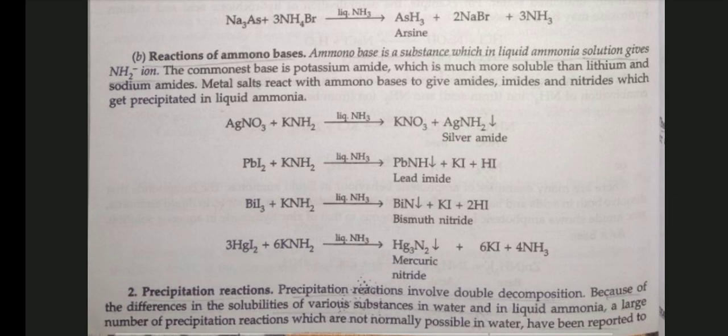Reactions of ammono bases. An ammono base is a substance which in liquid ammonia solution gives NH2- ion. The commonest base is potassium amide, which is more soluble than lithium and sodium amides. Metal salts react with ammono bases to give imides and nitrides, which get precipitated in liquid ammonia. Precipitation reactions involve double decomposition because of the difference in the solubilities of various substances in water and in liquid ammonia. A large number of precipitation reactions which are not normally possible in water have been reported to occur in liquid ammonia.